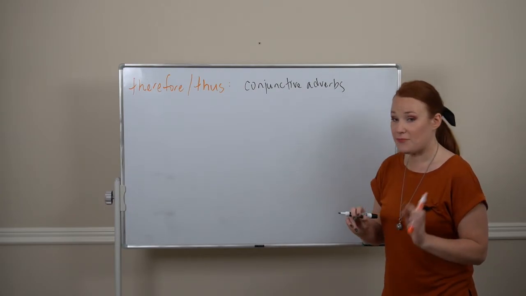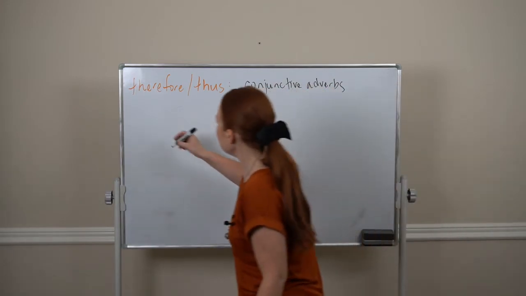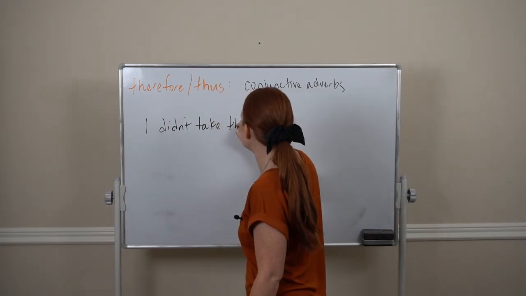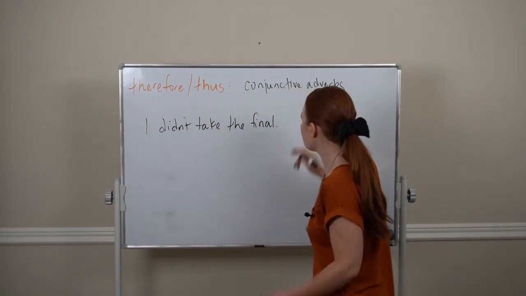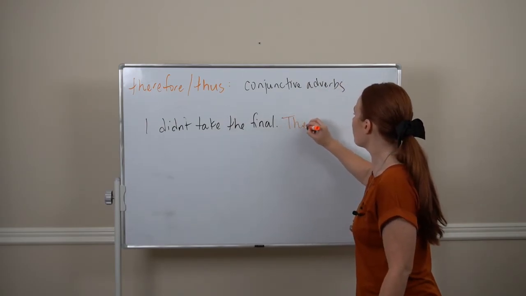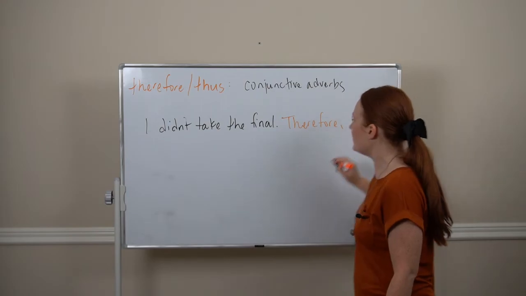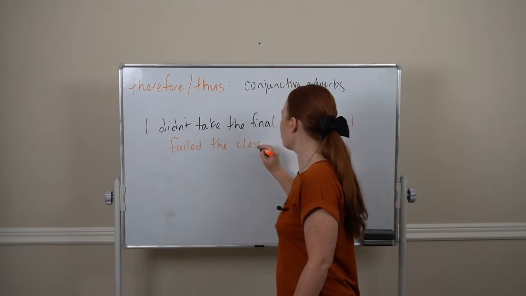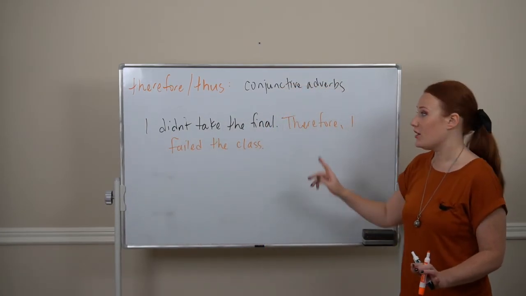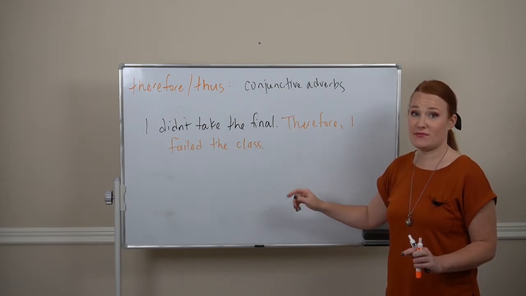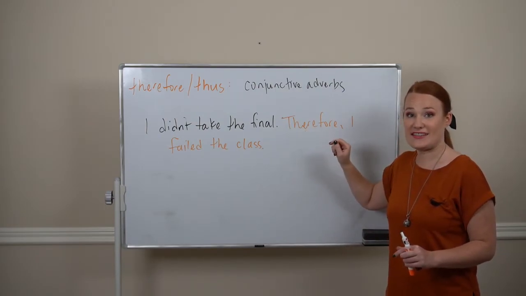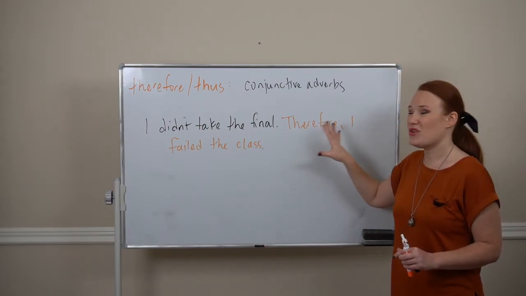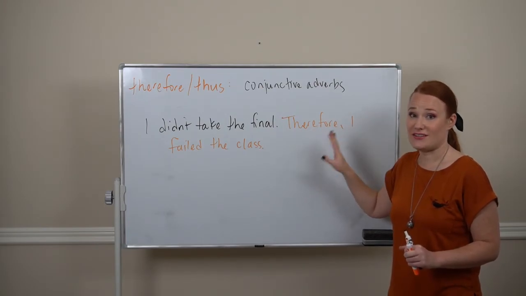There's two ways we can do that. The most common would be, I didn't take the final. Therefore, I failed the class. So, pay attention here. Two separate sentences. Therefore is at the beginning of the second sentence, and it's followed by a comma. This is going to be the most common way you see conjunctive adverbs.